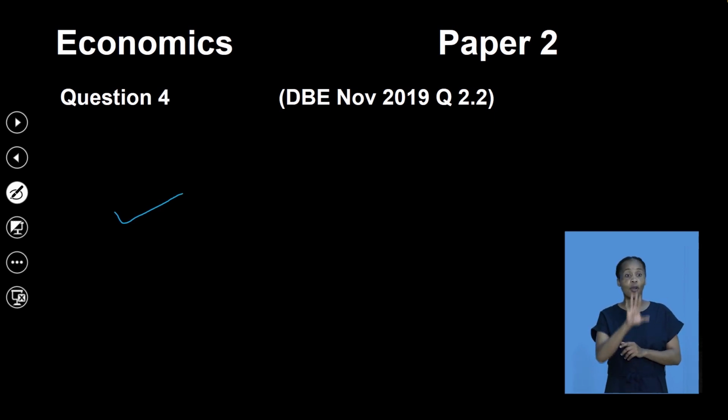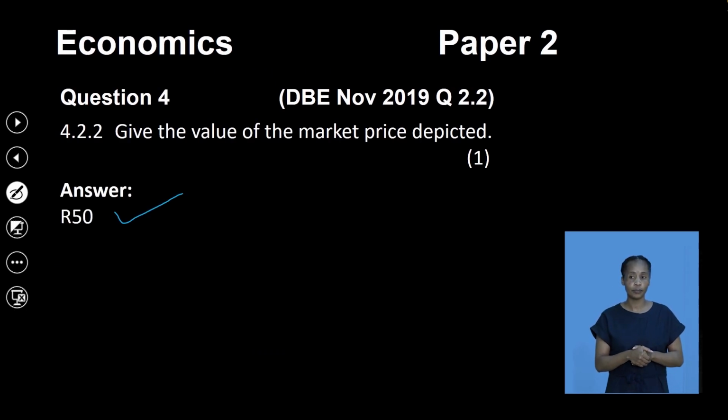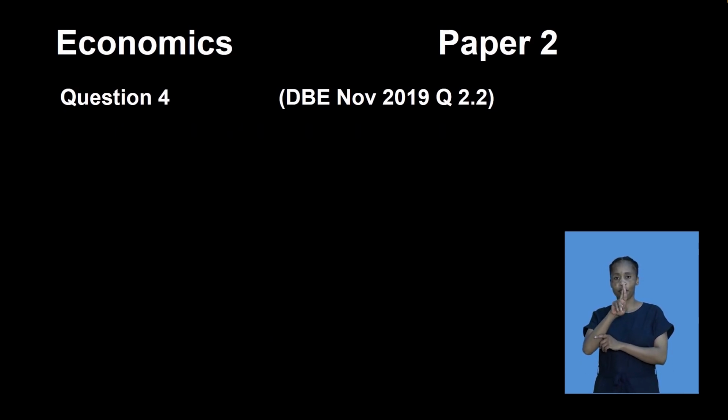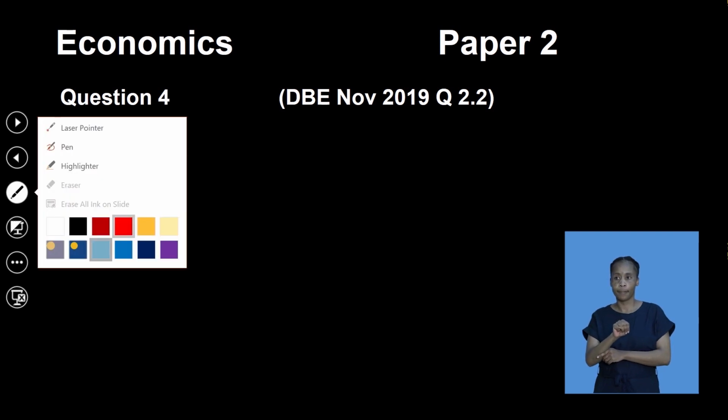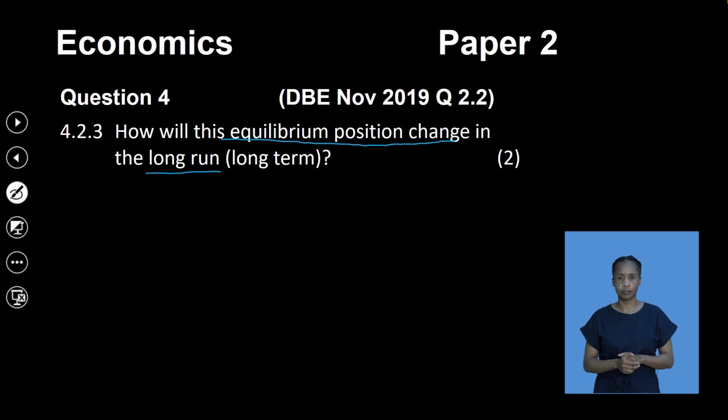If the question had asked you for the cost, the cost is from the profit maximization all the way up where we touch the vertical axis, the cost and revenue function. Our cost in this case would be 90. The next question says, how will this equilibrium position change in the long run, or in the long term?